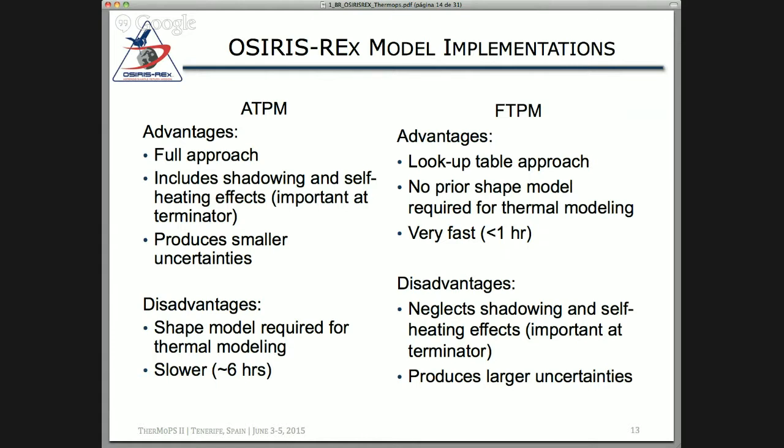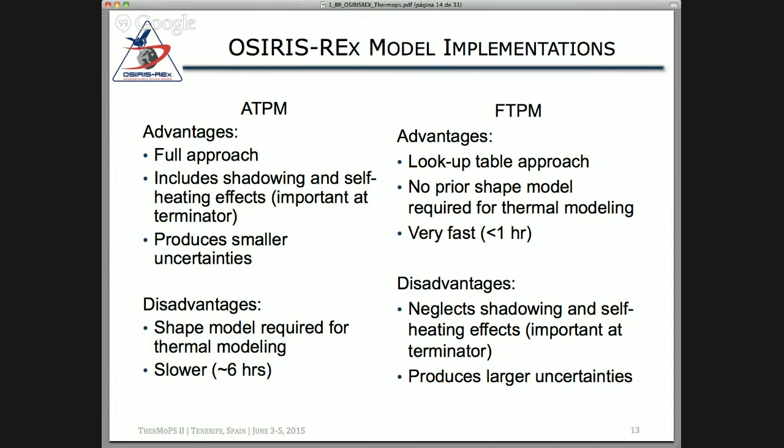So the ATPM is a full approach. It includes global shattering and self-heating effects, which will be important at the terminator of the asteroid. In theory, it should produce smaller uncertainties than our derived values. The disadvantage is that it needs the shape model for the thermal modeling, so we can't really do any prior work until we know the shape model from the images. And these times are running on a single workstation. We're not using a cluster.